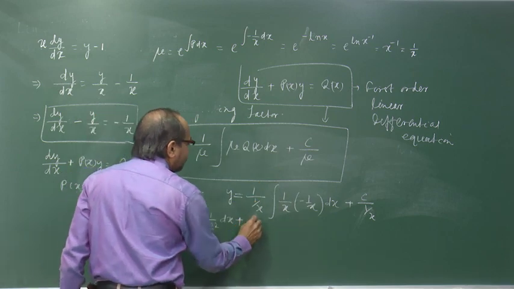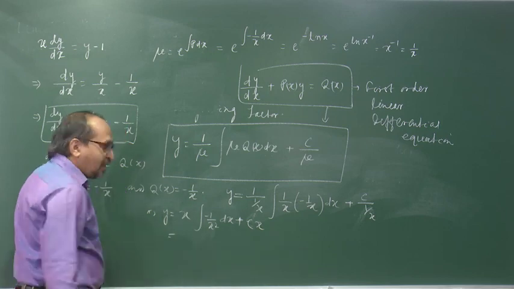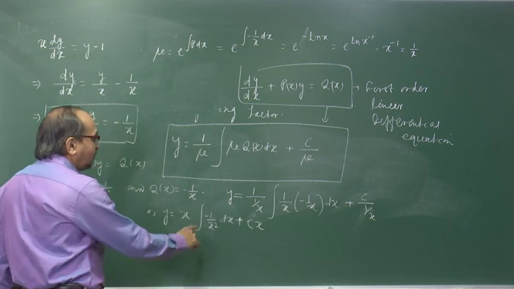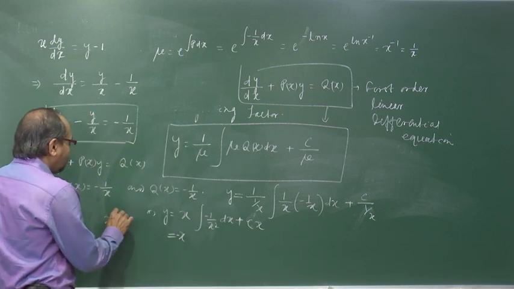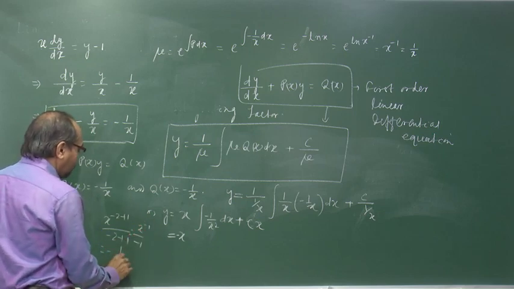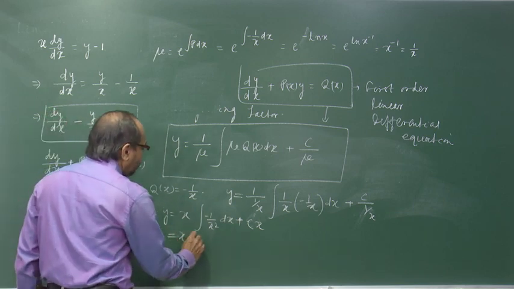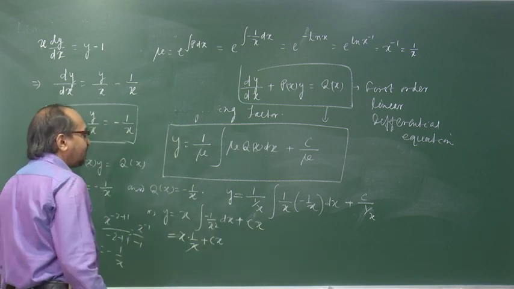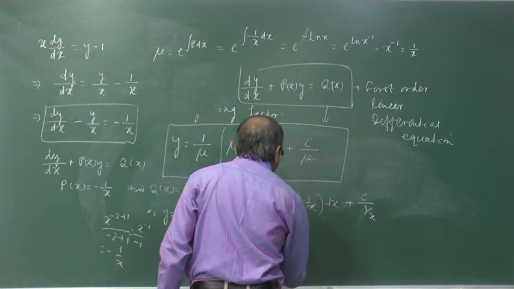So, x comes to the denominator and it becomes cx, and our y = x into minus, taken outside, integration of 1/x square. 1/x square means x to the power minus 2, its integration is x to the power minus 2 plus 1 by minus 2 plus 1, it is x to the power minus 1 by minus 1, that means minus 1/x. So, minus into minus becomes positive. So, x into 1/x plus cx, x cancels. So, we are left with the solution of this equation as y = 1 + cx.